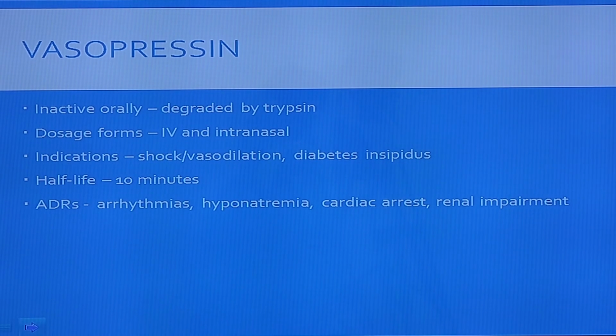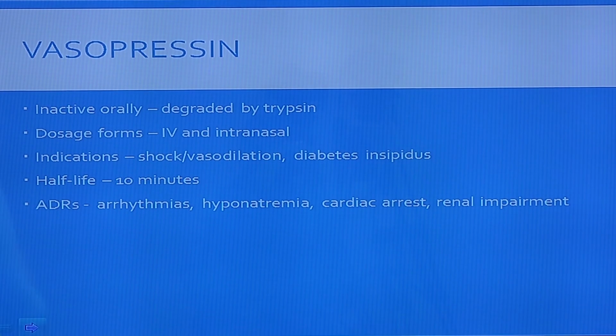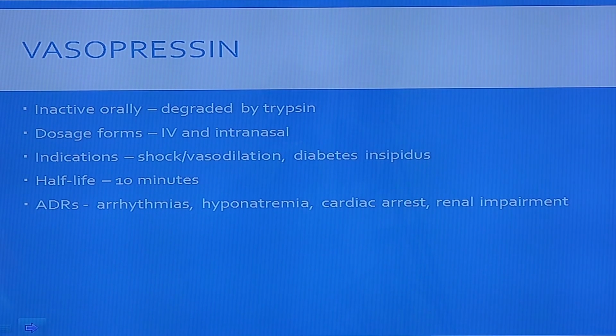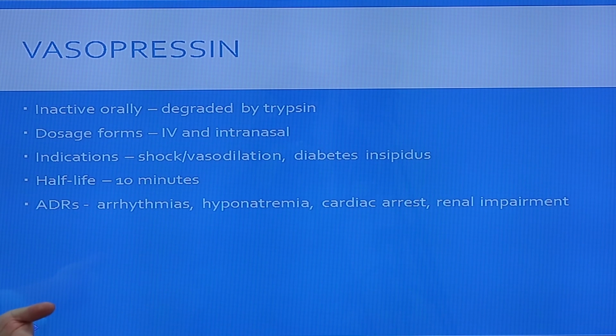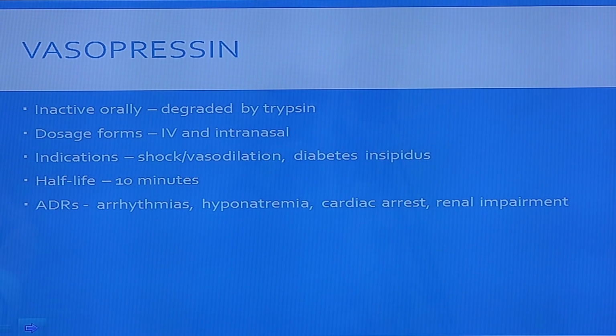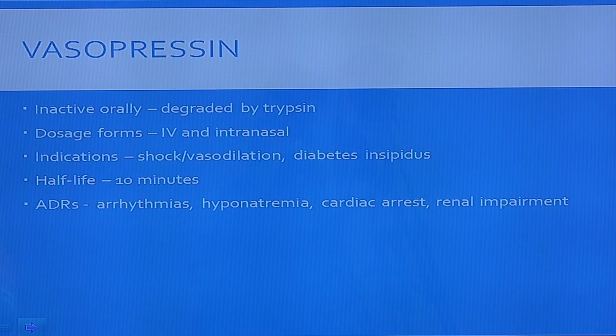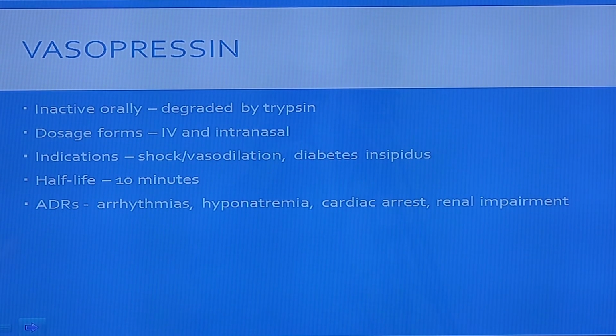Also, diabetes insipidus. So diabetes insipidus causes an increased production of urine. So vasopressin acts to counteract this by concentrating urine to a greater degree and therefore decreasing the amount of urination by the patient.